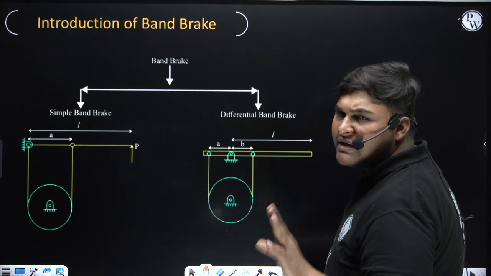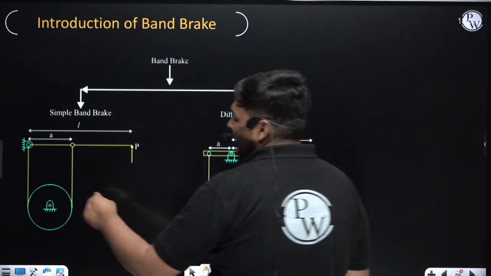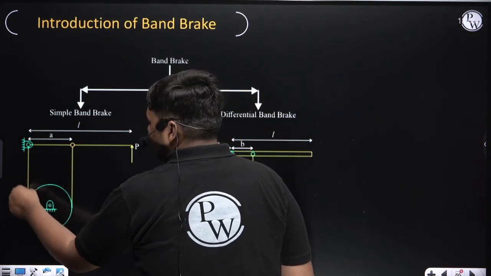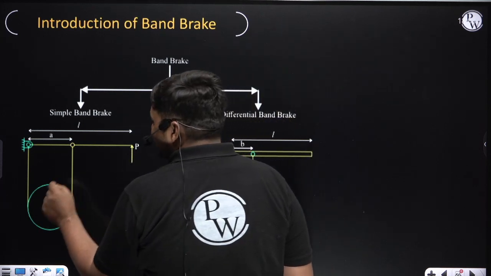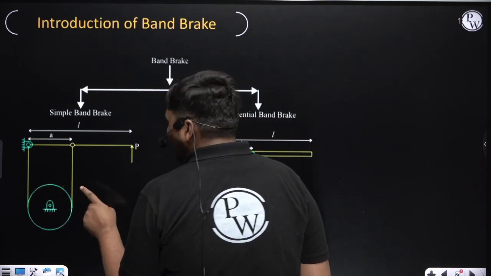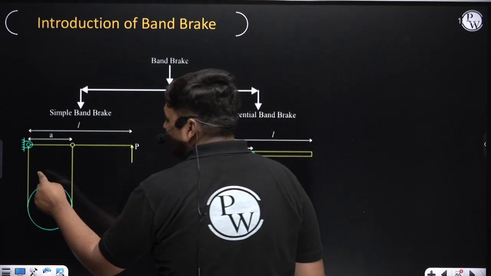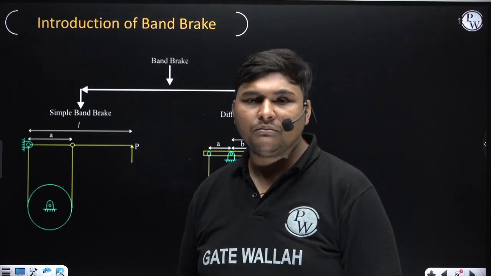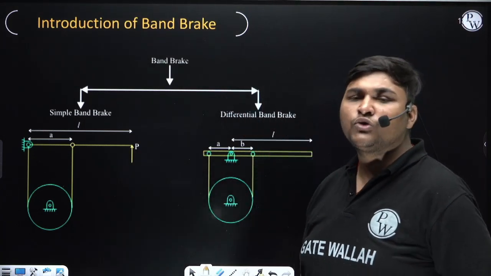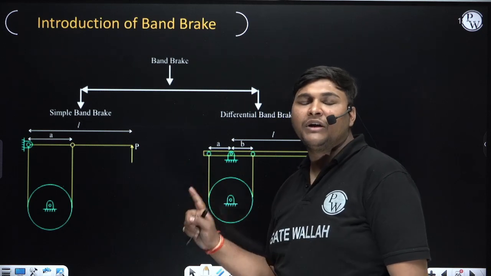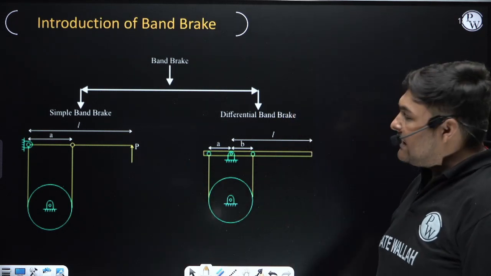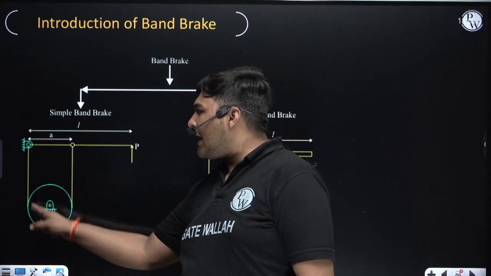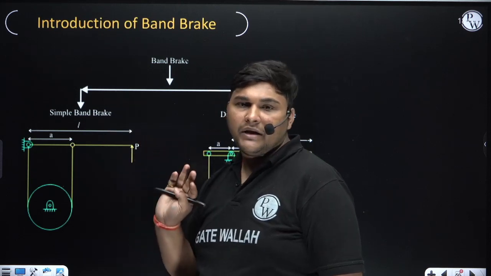Whenever the question of band brake comes, you will find that on the drum we have wrapped a band, and there will be friction lining in the band. Due to that friction lining, there will be a high coefficient of friction between the drum and this band, and due to this friction, braking torque will be induced in the drum. So here, instead of using a shoe, we are using this band to apply the brake and get braking action in the drum. Whenever a band is wrapped on the drum, that brake is known as band brake. It is very simple.